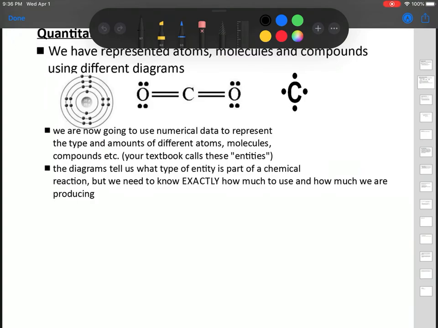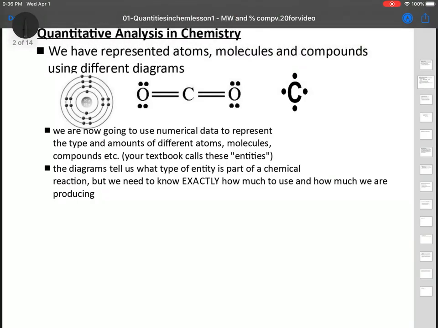Okay, so we have represented atoms, molecules, and compounds using different diagrams. The one on the far left is a very simple Bohr-Rutherford diagram. This is a Lewis structure for CO2, the compound. We drew those in the first unit. And this is just a Lewis dot diagram for carbon. Now, instead of using these kinds of drawings, we're going to use numerical data to represent the type and amounts of different atoms, molecules, and compounds.